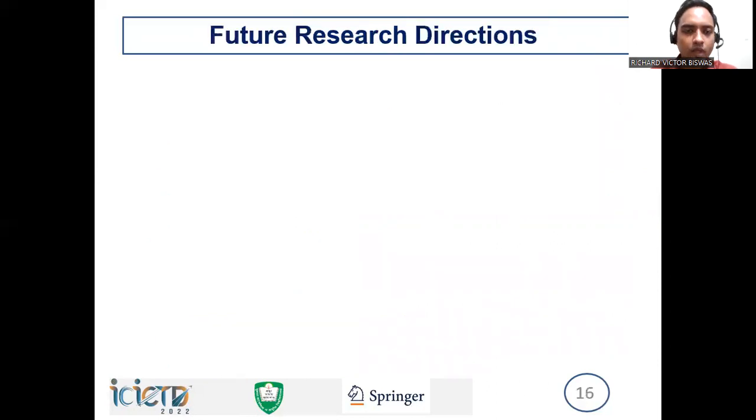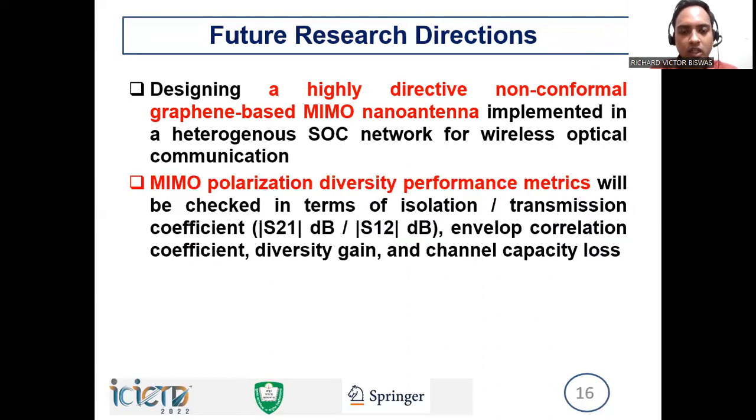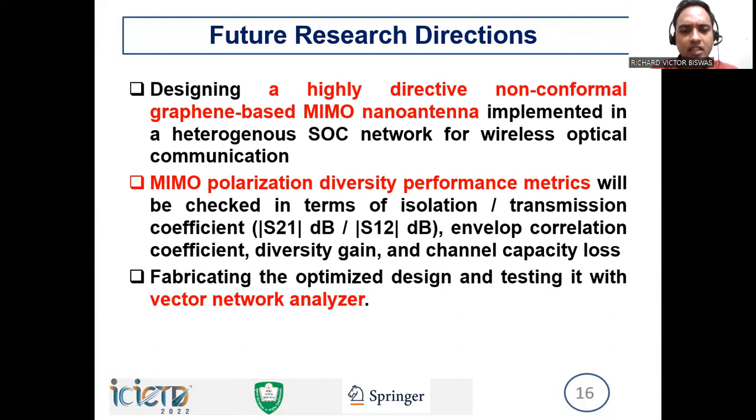Future research directions: designing a highly directive non-conformal graphene-based MIMO nanoantenna implemented in a heterogeneous system-on-chip network for wireless optical communication. MIMO polarization diversity performance metrics will be checked in terms of isolation or transmission coefficient like S21 or S12, envelope correlation coefficient, diversity gain, and channel capacity loss. Then fabricating the optimized design and testing it with a vector network analyzer.